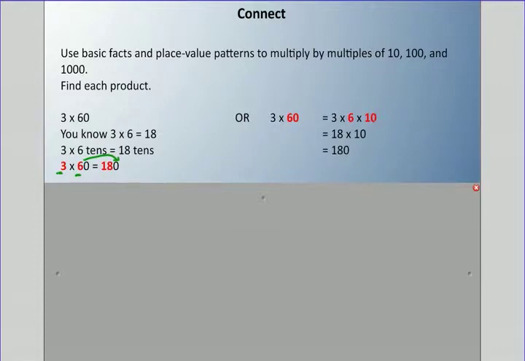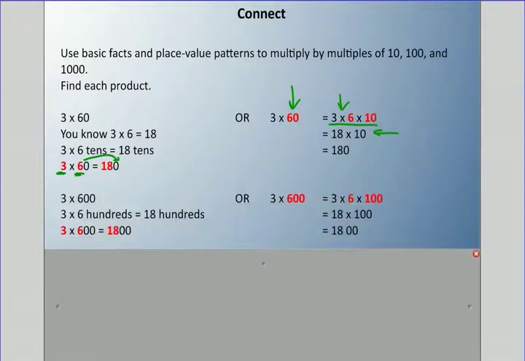Another way of thinking about it is we can break this up: 3 times 60 is really 3 times 6 times 10. And if we do our order of operations, 3 times 6 is 18, 18 times 10, hey, this is what we just did last time, is 180. So there's two ways of thinking about it. You can either break apart the 60, or you can multiply the front numbers and then just add the 0.